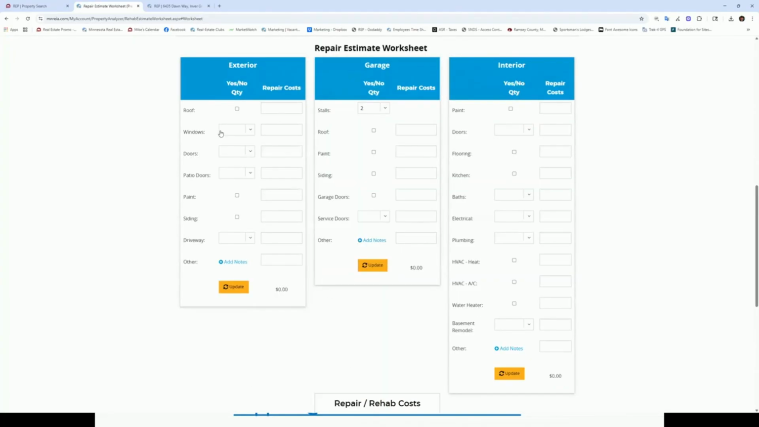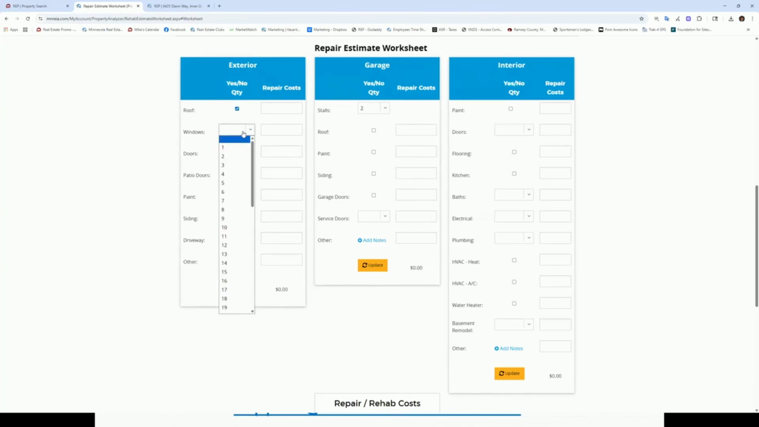And here it's pretty simple. All you have to do is hit some check boxes and enter some quantities, and it'll calculate what the repair budget for that property should be. So for example, if I'm looking at it and I want to replace the roof, I would just hit the checkbox for roof.